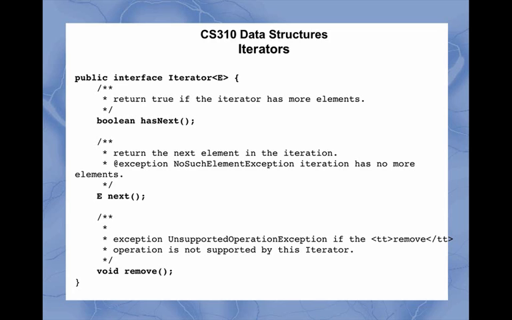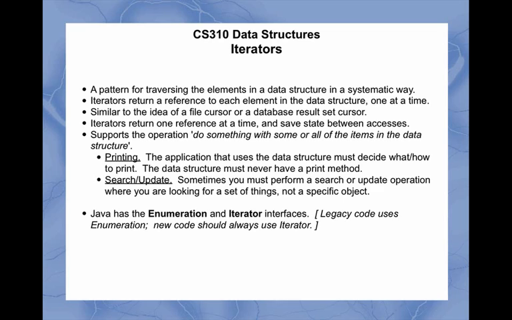So in my sections when I teach CS310, I have students always just simply throw an unsupported operation exception for the body of the remove method in an iterator. Thus, what you really have are two methods: hasNext and next. So iterators then are a pattern for traversing a data structure in a systematic way. You start with the first element, return that, and then move on to the next. And so iterators return a reference or a handle to each element one at a time.